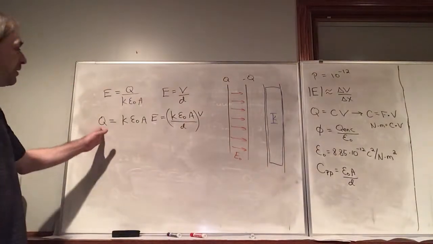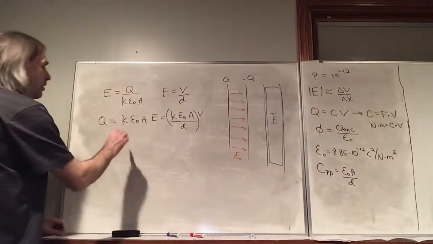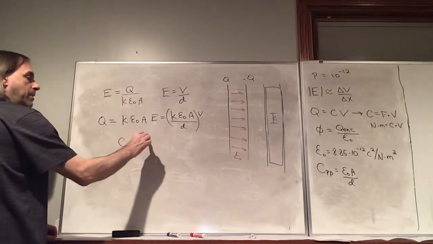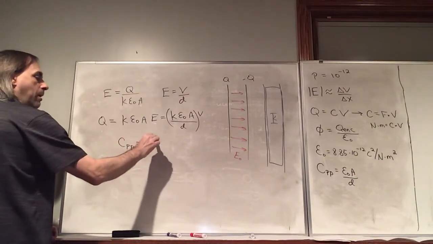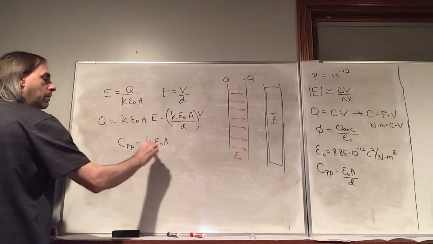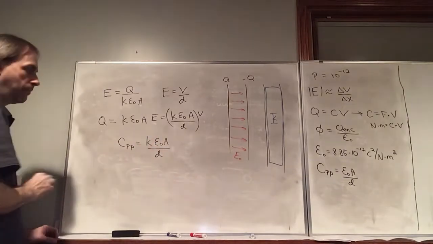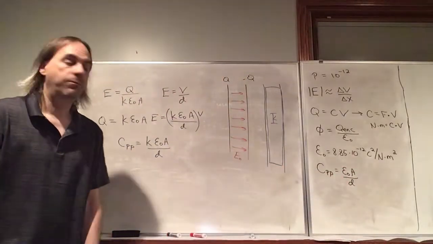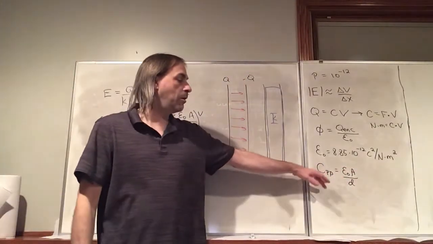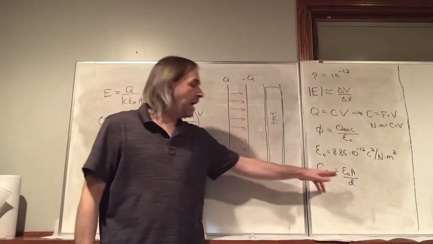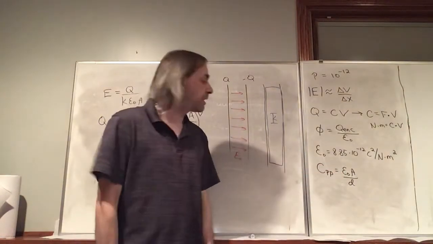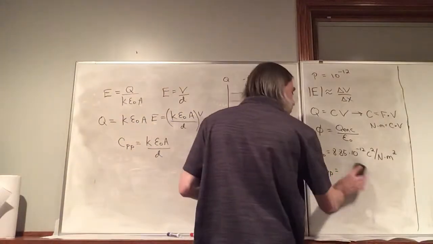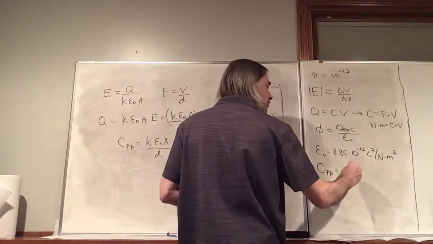So comparing with Q equals CV, we can see that the capacitance for a parallel plate capacitor would be kappa epsilon naught A over D. Where before we just had epsilon naught A over D. That's what we got for looking at a parallel plate capacitor in a vacuum. And we could put a K in there because K in this case is just 1.